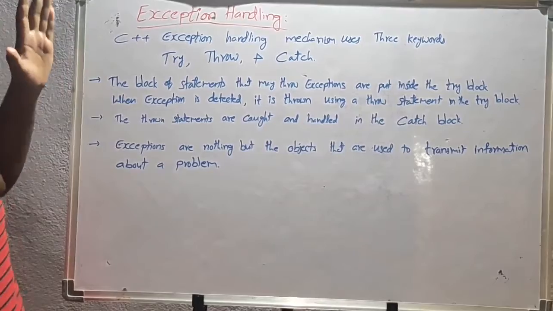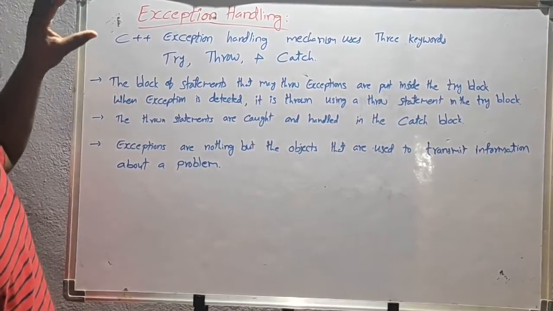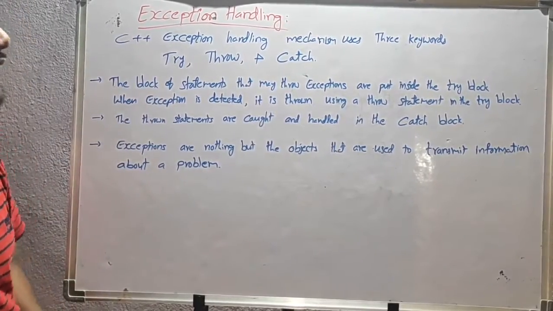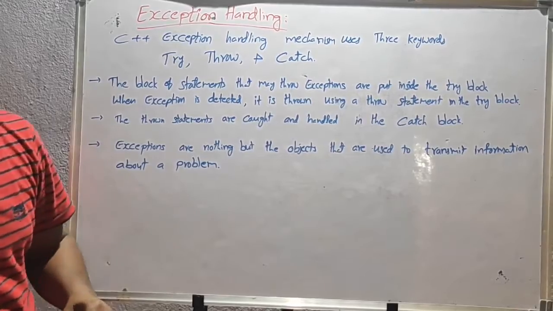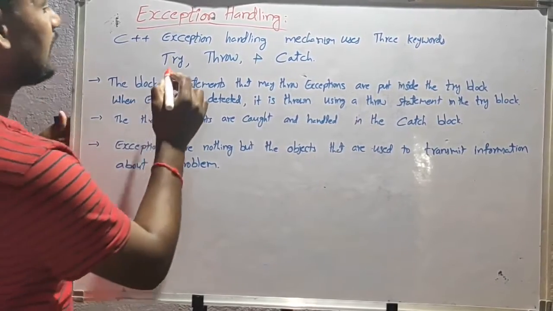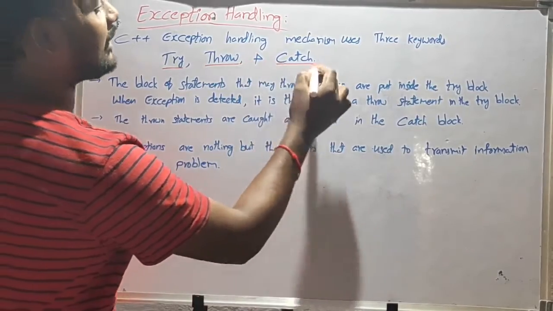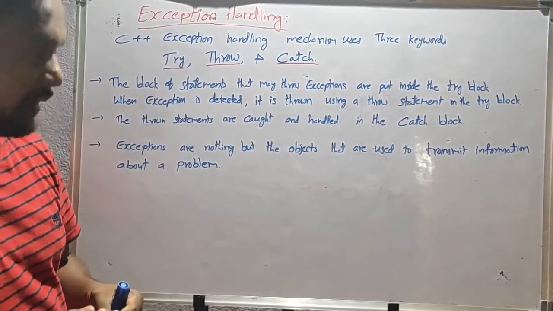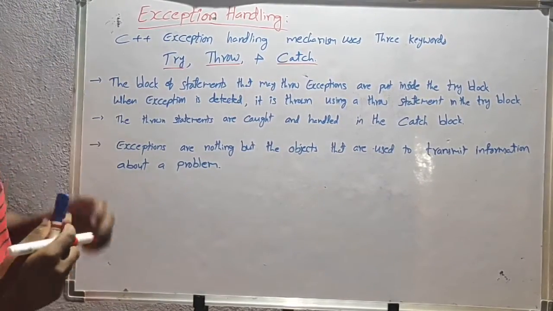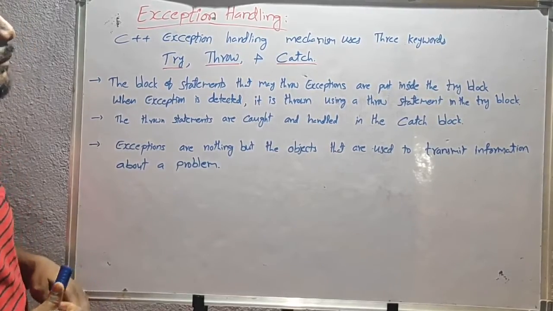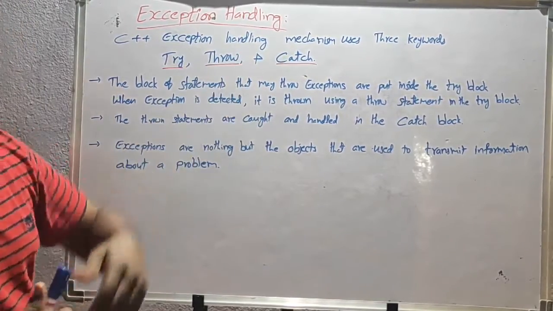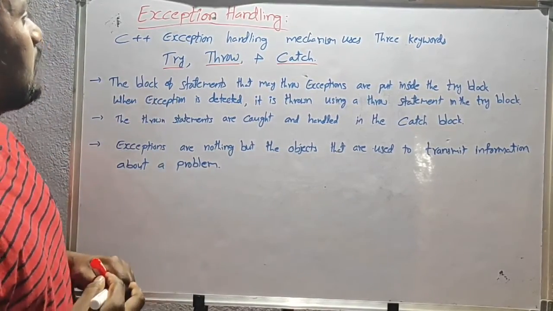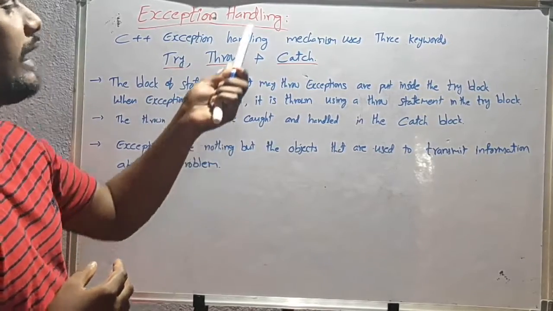And in C++ we can handle only synchronous exceptions. The C++ exception handling mechanism uses three keywords: try, throw and catch. These are the three keywords to handle exceptions in C++ programming. The block of statements that may throw exceptions is put inside the try block.